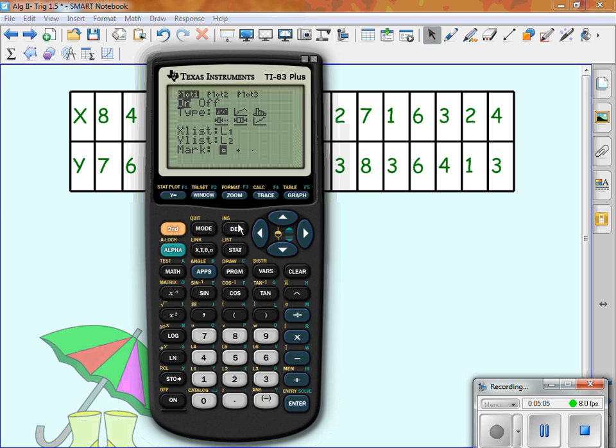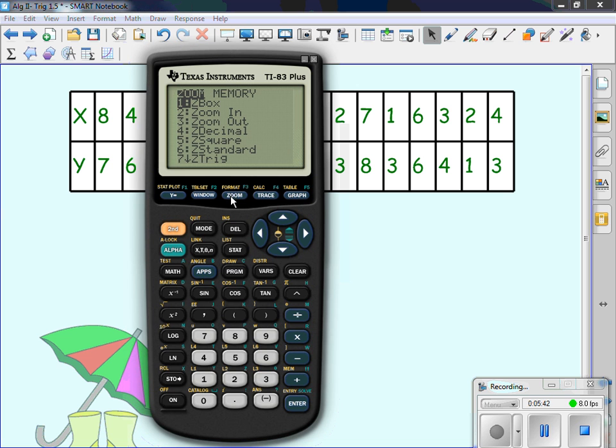Where did we put all of our x values? In L1. We put all the y's in L2. Now, if I had them in L3, if you notice above the 1, 2, and 3 in yellow, or L1, L2, and L3, if I had my second y values in L3, I just go second, 3. It changes it. But I had them in L2. You can have the calculator mark the dots as squares, pluses, or dots. Everyone have this setting.